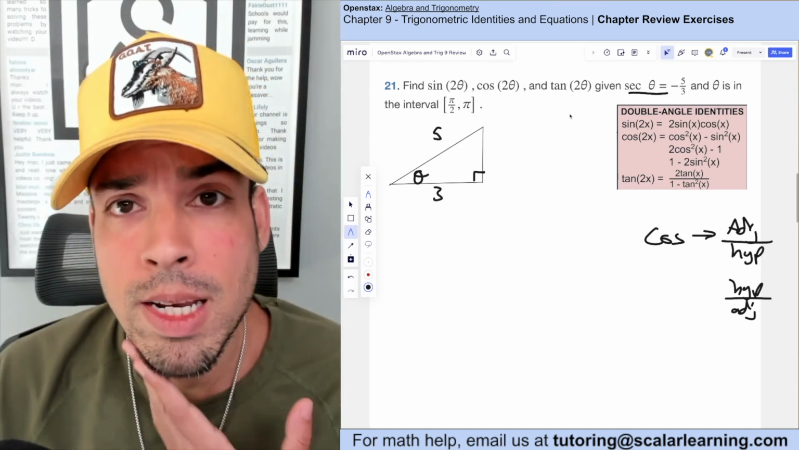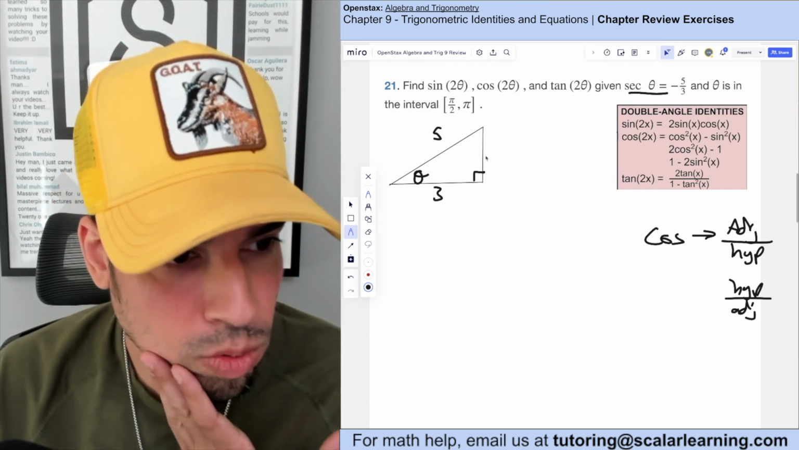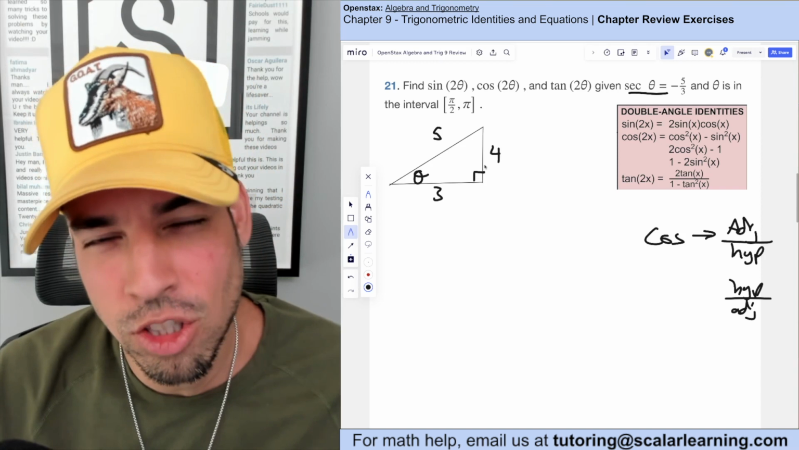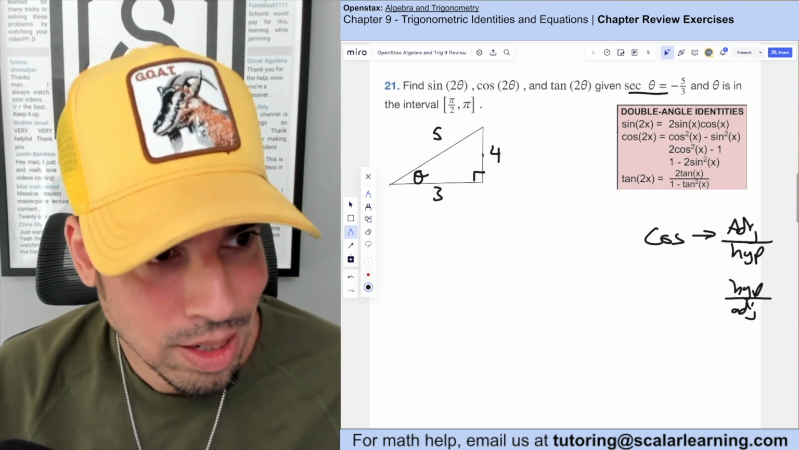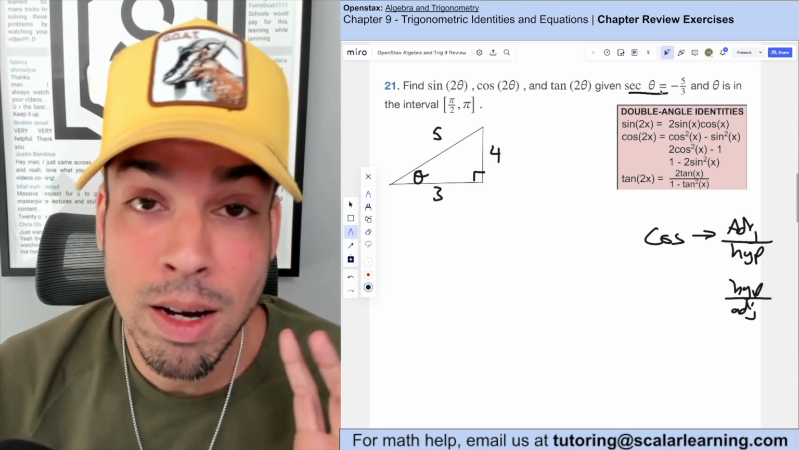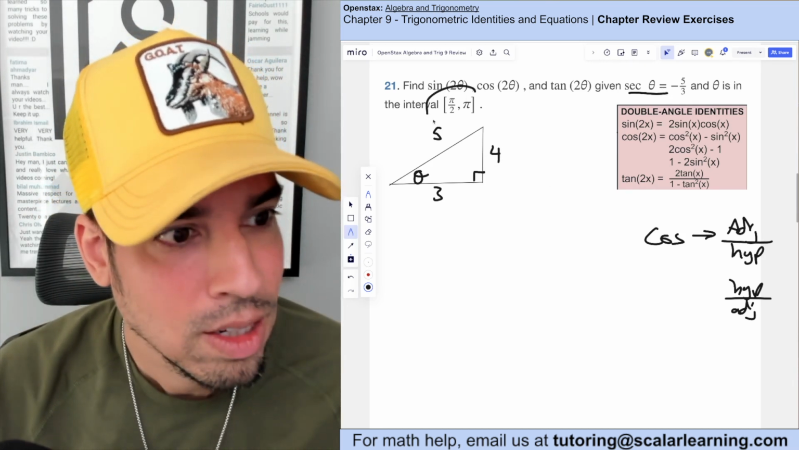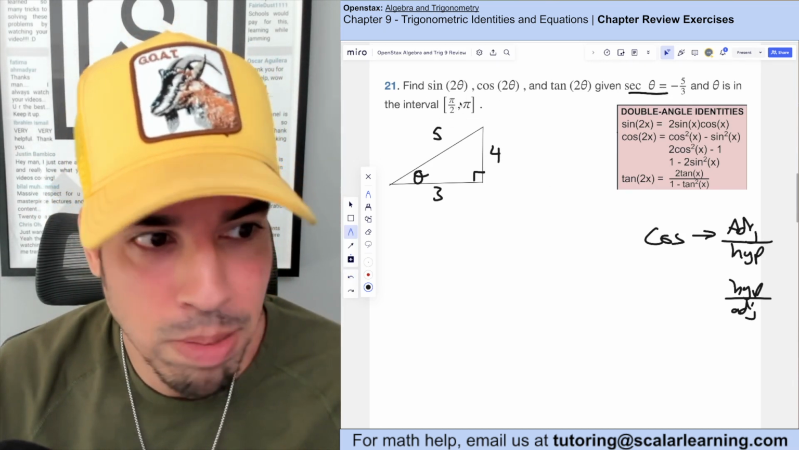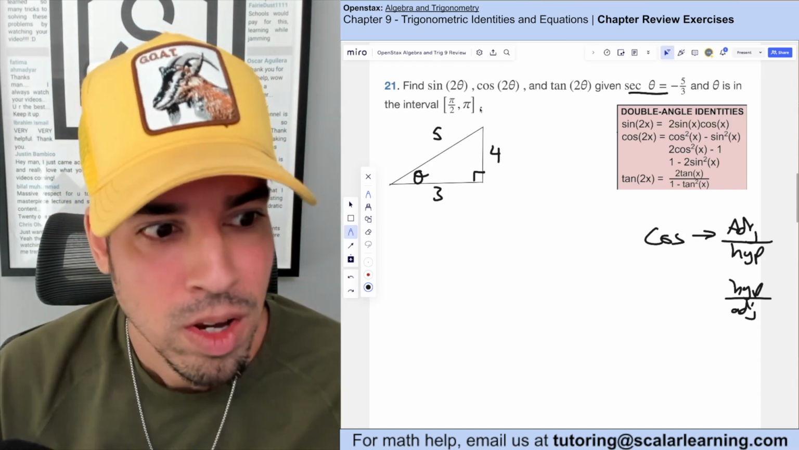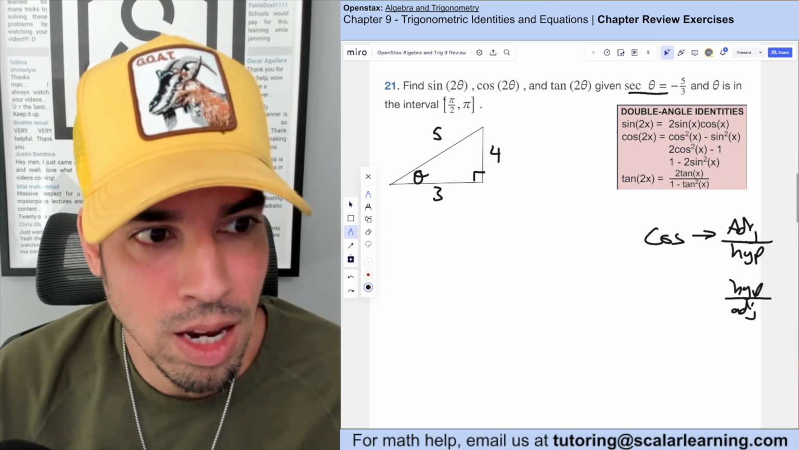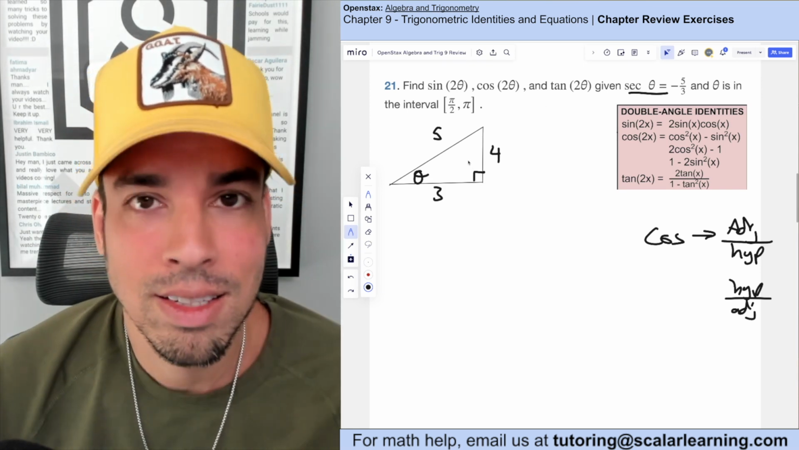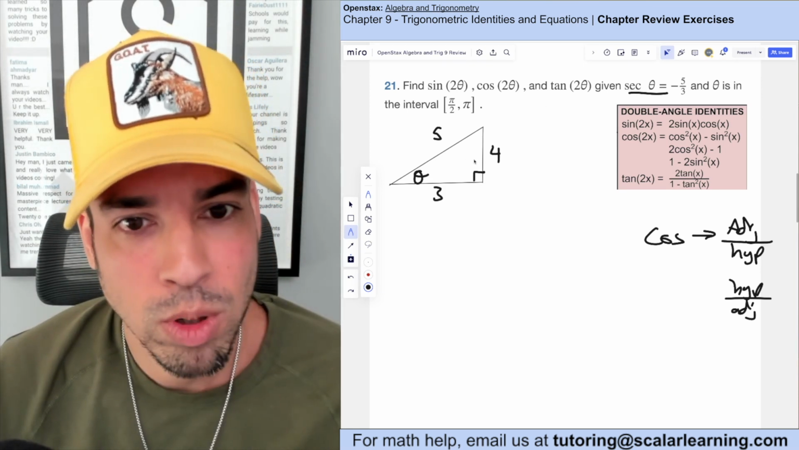Now, you may not recognize this triangle, but it's a 3, 4, 5 triangle. This is just not drawn to scale, just bear that in mind, but this is a great setup. Now, what about the negative? I'm not going to worry about the negative, because this is telling me that if I'm between pi halves and pi, I'm in the second quadrant. So I already know the signs of sine, cosine, and tangent in the second quadrant. But we're going to come back to that.